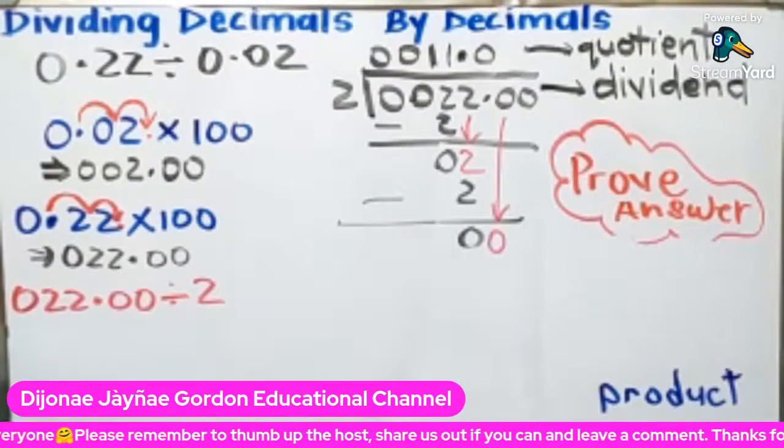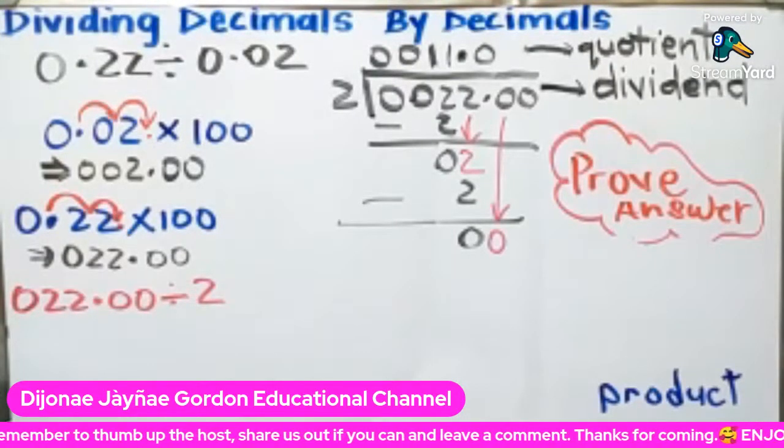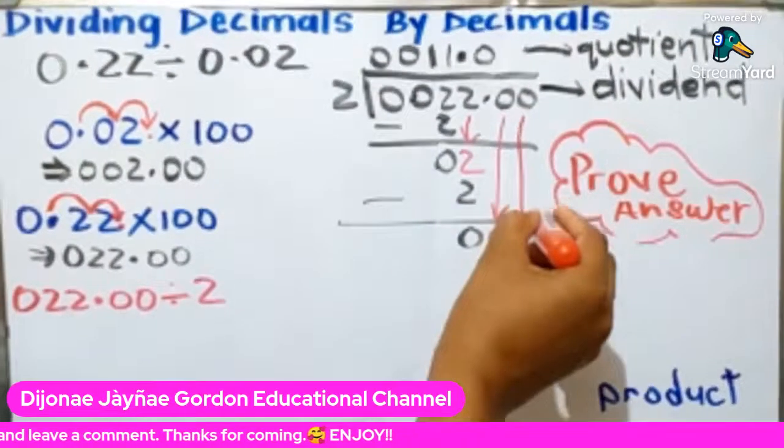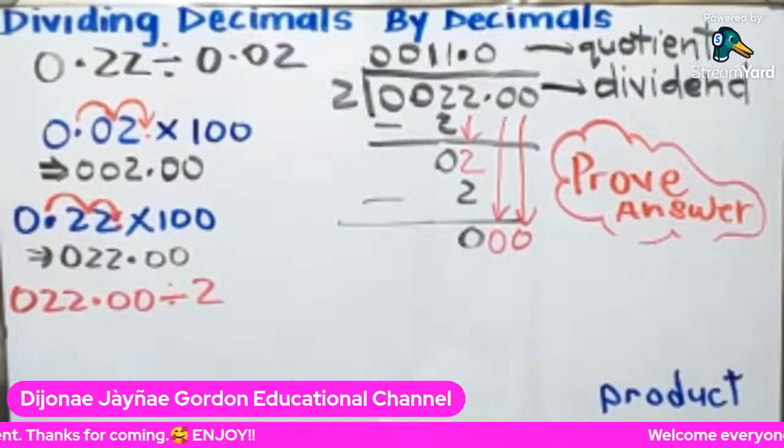The next thing we're going to do is check to see if we have a next digit in line. We have another digit, which is 0, and we're going to bring it right down. Can we get a group of 2's?